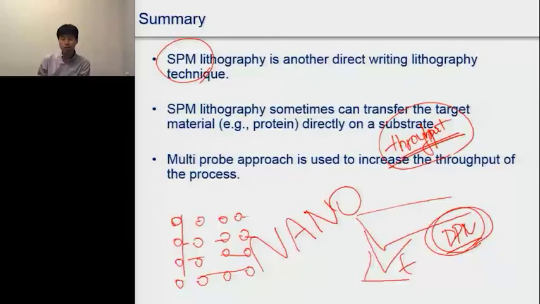So this is the last lecture for Unit 2, in which we discussed direct writing. From the next lecture, we're going to talk about nanoimprint lithography. Then see you next time.